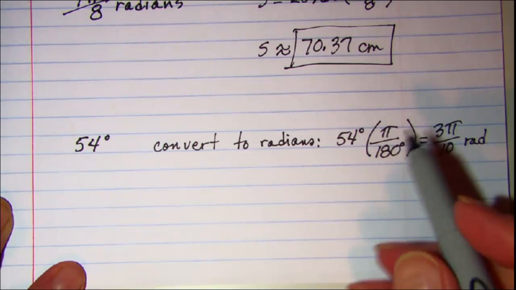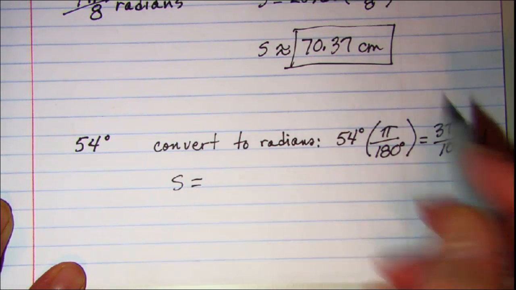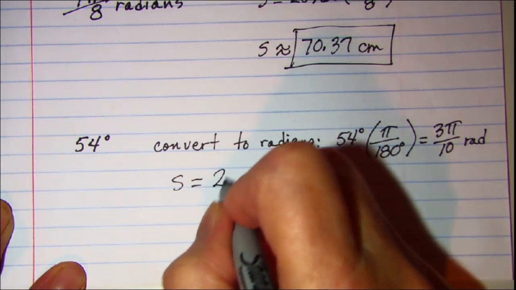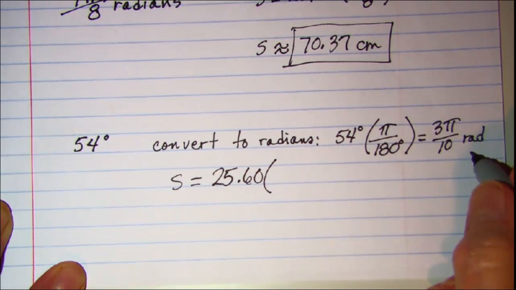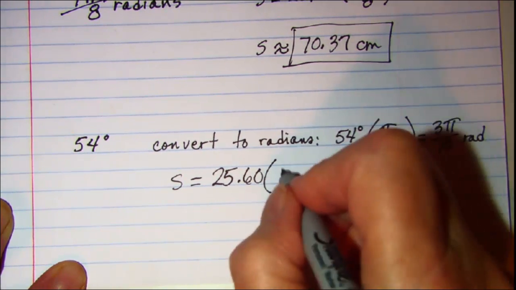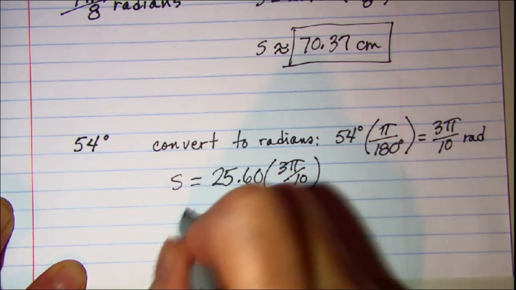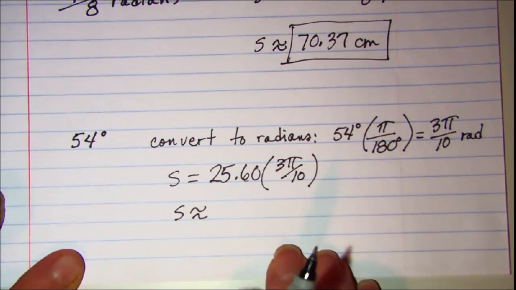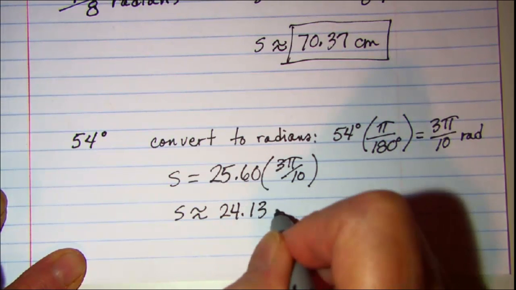Then, using our formula, we get the arc length is equal to the radius, which is 25.60, multiplied by the central angle, which is 3 pi over 10. And our arc length then is approximately 24.13 centimeters.